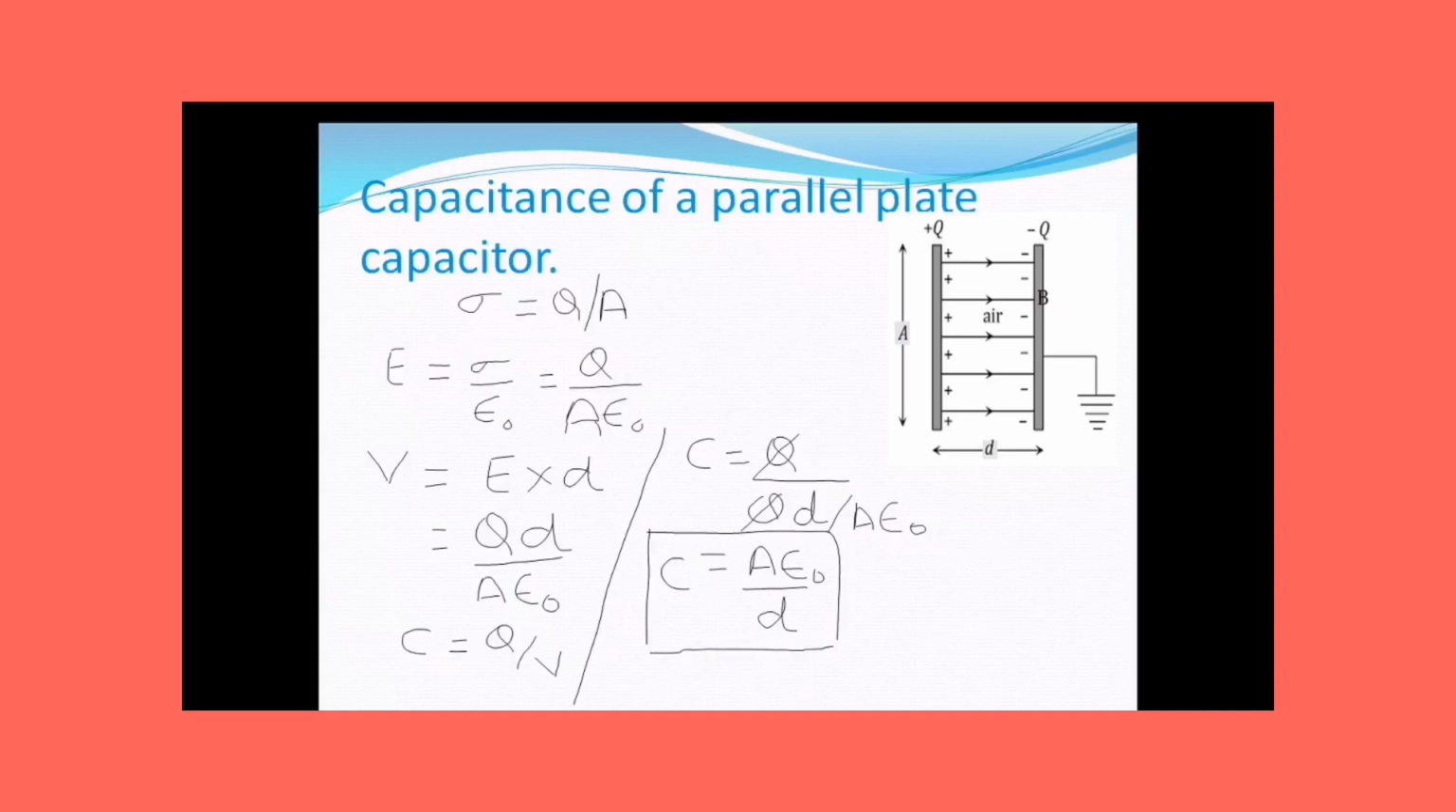Now if the space between the plates is filled with a dielectric slab of dielectric constant K, then the capacitance of the capacitor is written as C = A K epsilon naught/D.